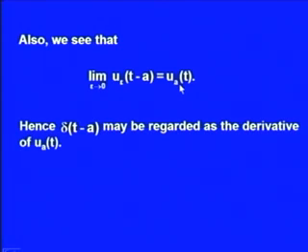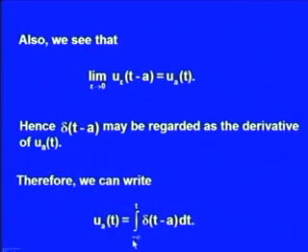Further, we note that as epsilon tends to 0, u epsilon t minus a tends to u a t, that is the unit step function, which is 0 for t less than a and equals 1 for t bigger than or equal to a. And that is why we can regard delta t minus a as the derivative of u a t. Delta t minus a was the limit of delta epsilon t minus a, delta epsilon t minus a was the derivative of u epsilon t minus a, and the limit of u epsilon t minus a as epsilon tends to 0 is u a t.